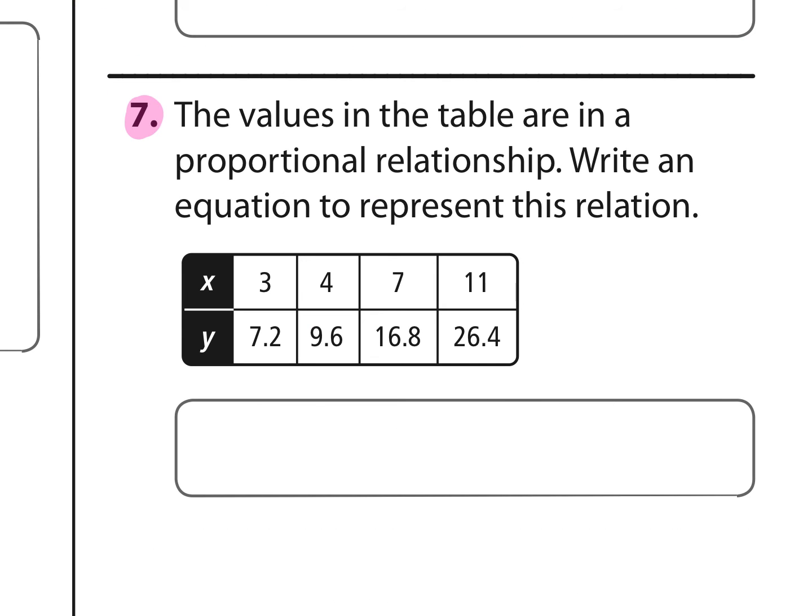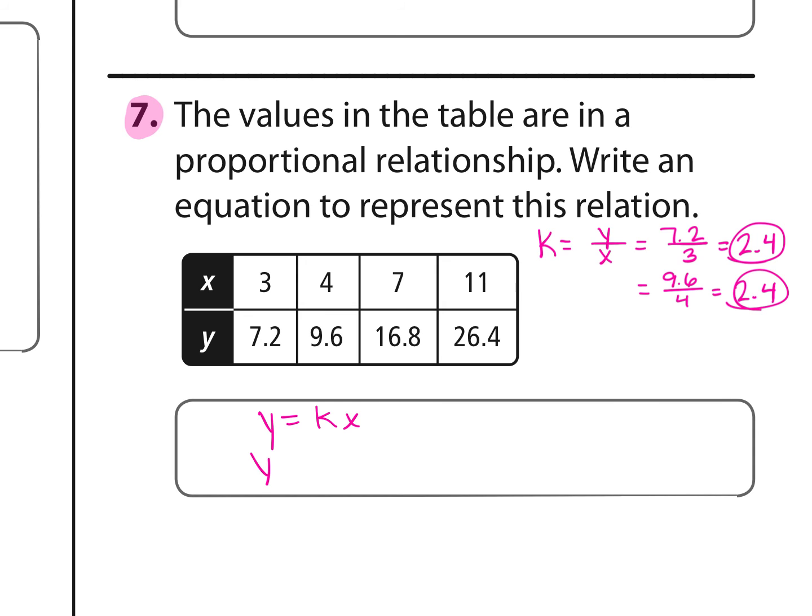Number 7, the values in the table are in a proportional relationship. Write an equation to represent this relation. Well, we want to find out what k is, and we know it's y divided by x. So let's take that first ordered pair, 7.2 divided by 3, and we get 2.4. We could test another one and see what it comes out to. We could try 9.6 divided by 4, and it comes out to 2.4. And every single time it's going to be 2.4. So, in the form of y equal k times x, we get y equal 2.4x.